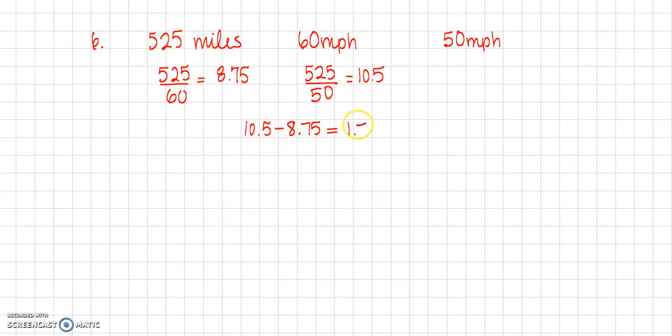That gets us 1.75. So it took us 1.75 hours fewer to do the 525 miles. But the question was how many minutes faster. So 1 hour is 60 minutes. 0.75 is 3/4 of an hour, which is 45 minutes. So when you put those together, you get 105 minutes, which is D.